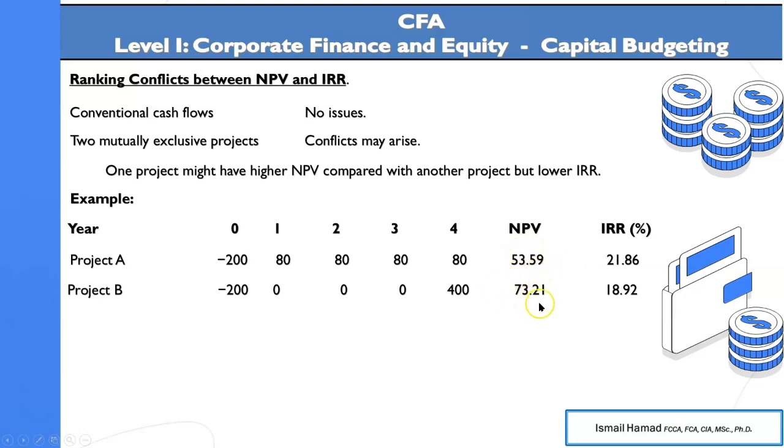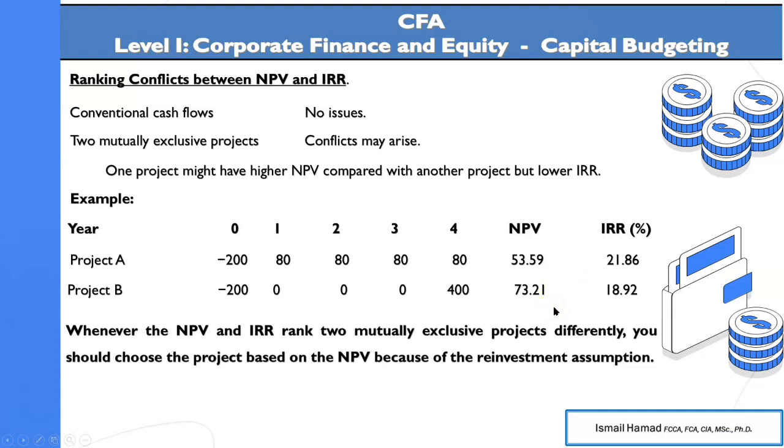Hence, we should always opt to take the project with the higher net present value, not the one with the higher IRR. So whenever we have mutually exclusive projects, as I said, we choose by net present value. But if the projects are not mutually exclusive, we can take both of them, then we can take the 53 and the 73 regardless of what the IRR is. But if they are mutually exclusive, that means I cannot take both, then I will opt for this one because this is the ultimate value that will be added to the company.